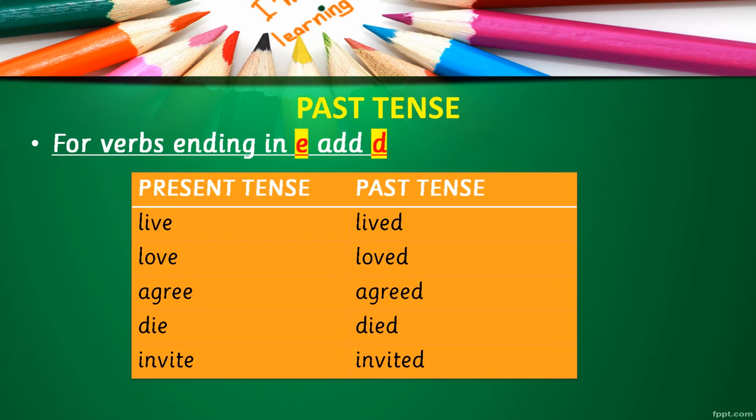Let us look at the first category or group of words. Here, the verbs end with the letter E in the present tense. In such verbs, we add the letter D to make it into past tense. For example, live in the present tense will change to lived when we change it into past tense. Love will become loved. Agree will become agreed. Die will become died. And invite becomes invited.